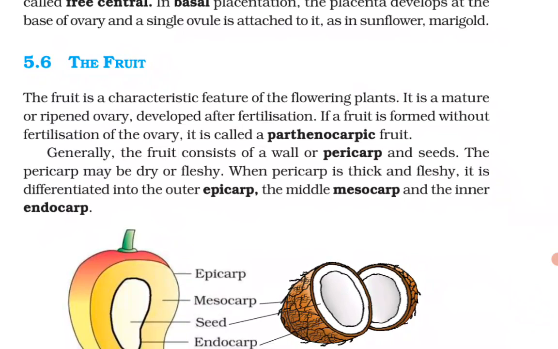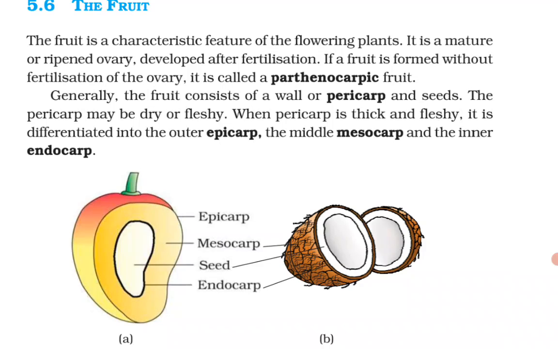The fruit. The fruit is a characteristic feature of the flowering plants. It is a mature or ripened ovary developed after the fertilization. If a fruit is formed without fertilization of the ovary, it is called a parthenocarpic fruit. Generally, the fruit consists of a wall, or pericarp, and seeds. The pericarp may be dry or fleshy. When the pericarp is thick and fleshy, it is differentiated into outer epicarp, middle mesocarp, and the inner endocarp.